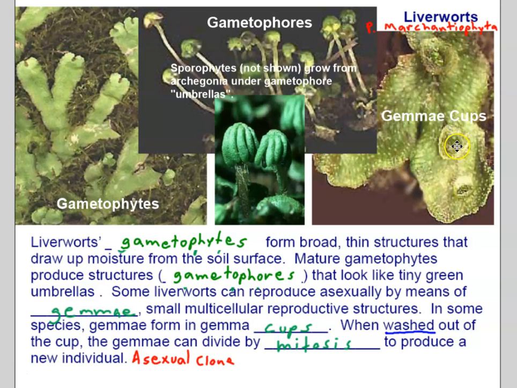So they produce these little gemmae, and they produce them in gemmae cups. These are almost like plantlets that eventually get washed out by drops of water. So rain will fall, and the water droplets will splash the gemmae out of the gemmae cups. And those gemmae then, when they land on the soil, will start to grow and give rise to a clone of that liverwort. So of the three phyla of bryophytes, the liverworts are the most unusual because they have these gametophores and they have gemmae.